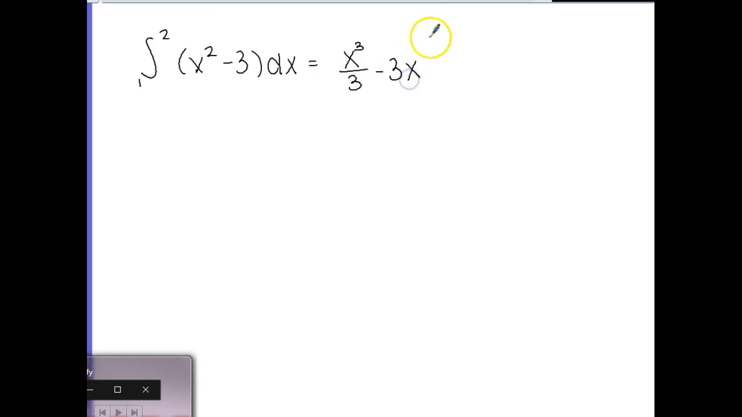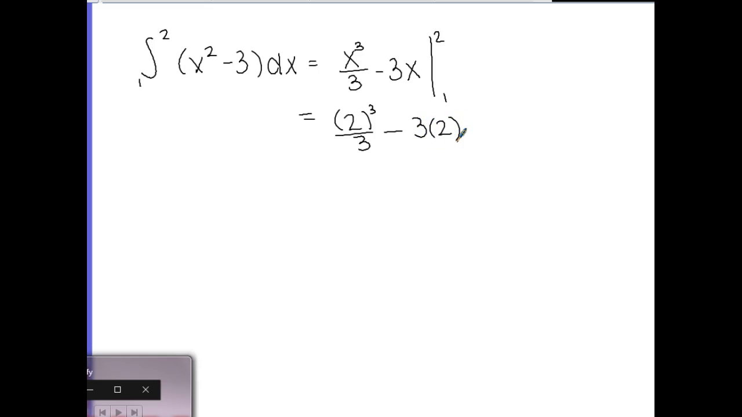All right. So you have the integral from 1 to 2 of x squared minus 3 dx. So that becomes x cubed over 3 minus 3x. Now, no plus c, straight bar, 2 to 1. So the fundamental theorem of calculus says upper minus lower. So it becomes 2 cubed over 3 minus 3 times 2.